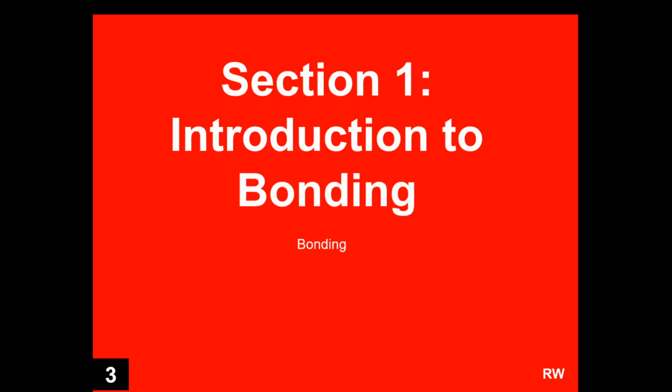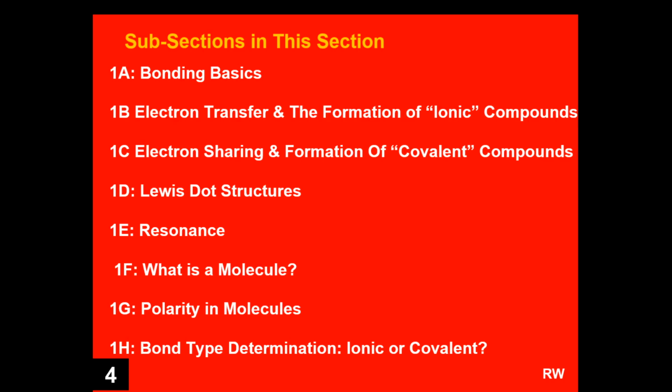Okay, section 1, Introduction to Bonding, has sections A through H. A is bonding basics. B is electron transfer and formation of ionic bonds. C is electron sharing and the formation of covalent bonds. D will talk about Lewis dot structures. And E will talk about resonance. F, what is a molecule? G, we'll talk about the polarity in molecules. And H, bond type determination. Is it ionic or covalent?